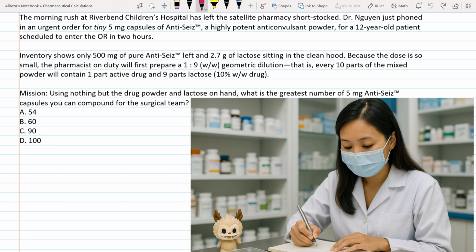Because the dose is so small, the pharmacist on duty will first prepare a 1:9 geometric dilution. That is, every 10 parts of the mixed powder will contain 1 part active drug and 9 parts lactose, resulting in a 10% drug. Your mission is, using nothing but the drug powder and lactose on hand, what is the greatest number of 5 mg anti-seize capsules you can compound for the surgical team? A, 54 capsules, B, 60 capsules, C, 90 capsules, or D, 100 capsules.